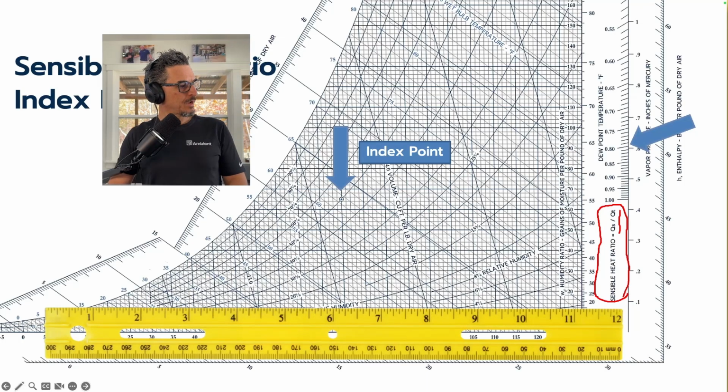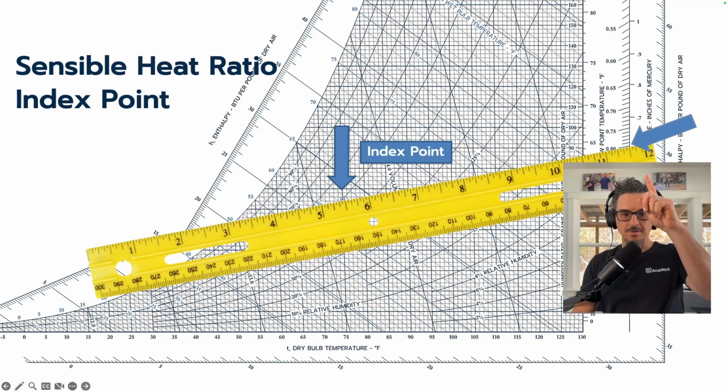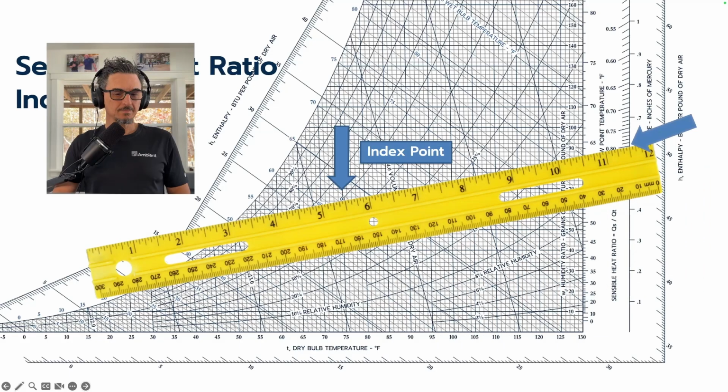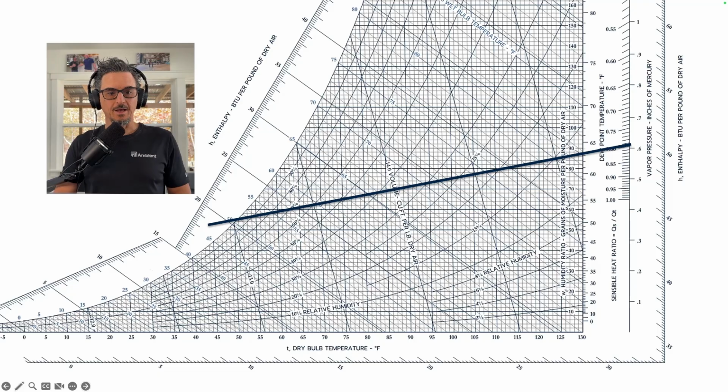Okay, now get ready. We're going to do that with the ruler. Let's see if I got this right. Okay, we nailed it. So 0.8 SHR, we're going from here on the SHR points on the right, and we're lining that up with the index point here. And we'll go ahead and digitally fill that in with a line here. Okay, so now we have drawn a 0.8 SHR.